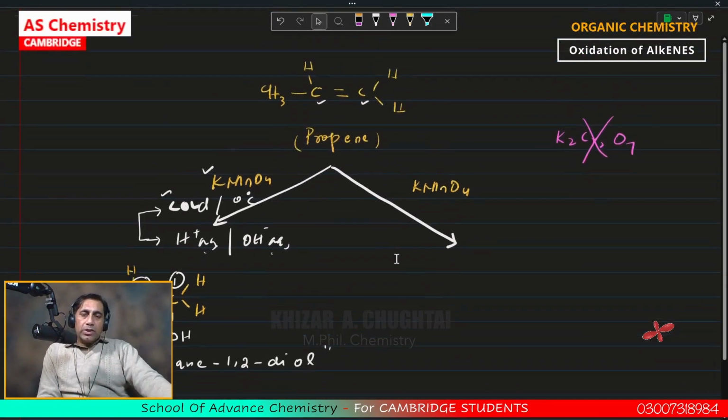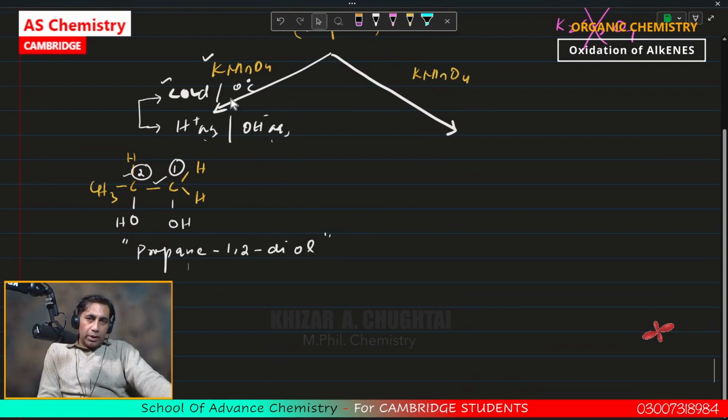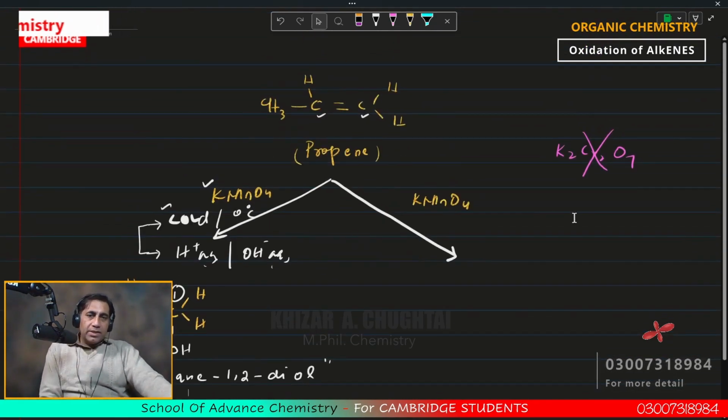Now that's all, if you are keeping this KMnO4 cold, then it will not go into further oxidation. So that is the final compound. This is the final compound. Come towards the second option.